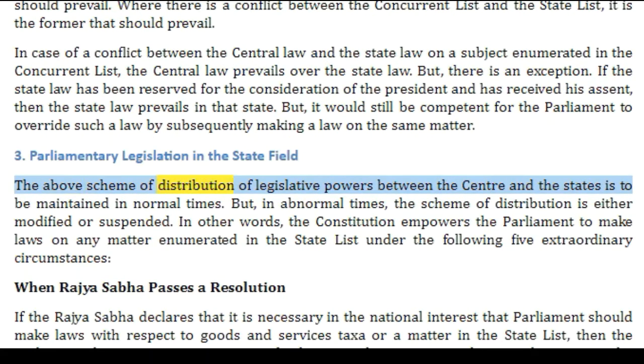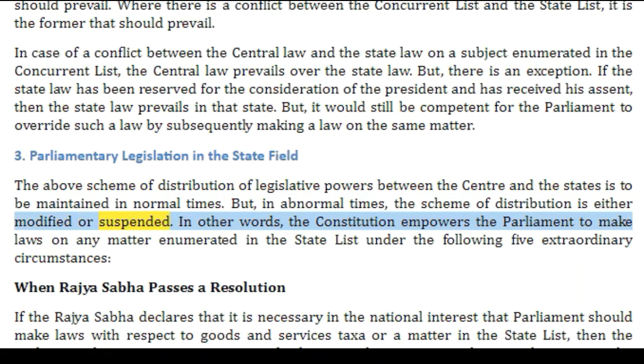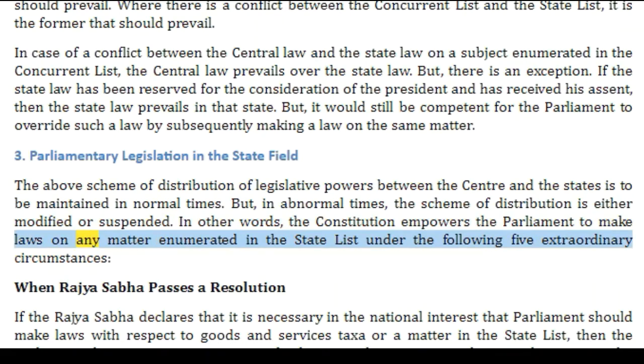3. Parliamentary legislation in the state field. The above scheme of distribution of legislative powers between the centre and the states is to be maintained in normal times. But in abnormal times, the scheme of distribution is either modified or suspended. In other words, the constitution empowers the parliament to make laws on any matter enumerated in the state list under the following 5 extraordinary circumstances.